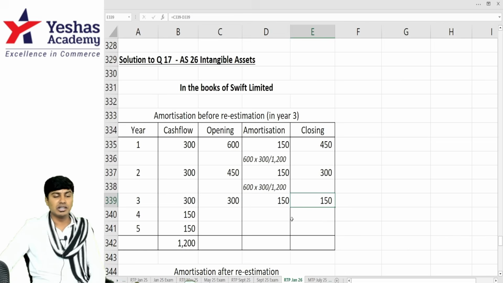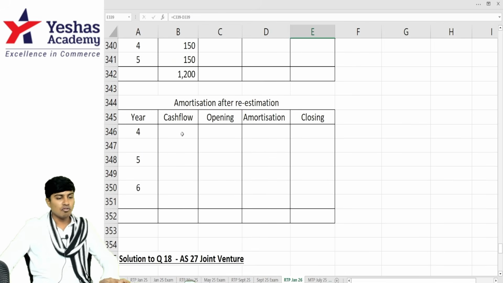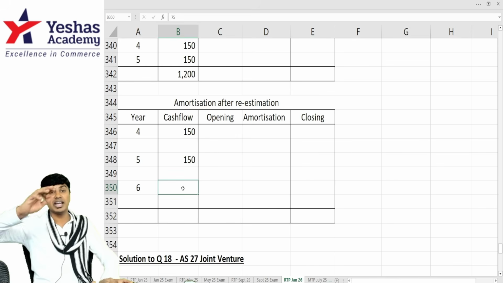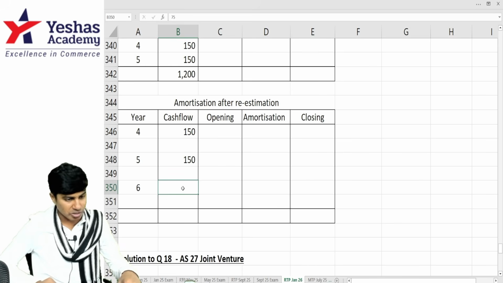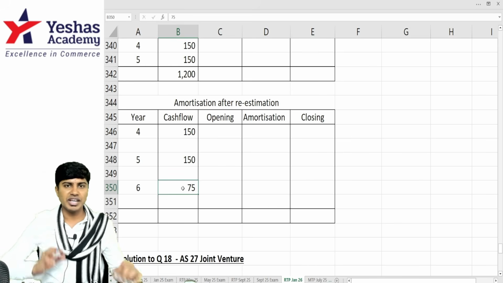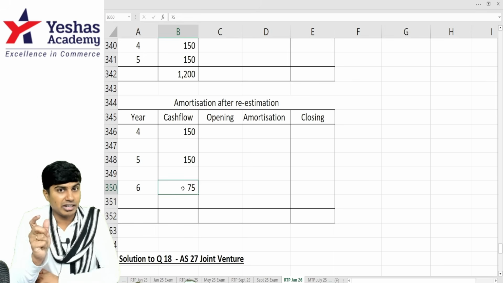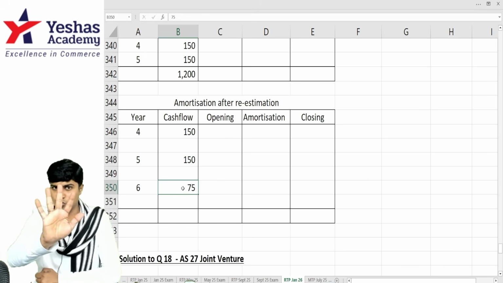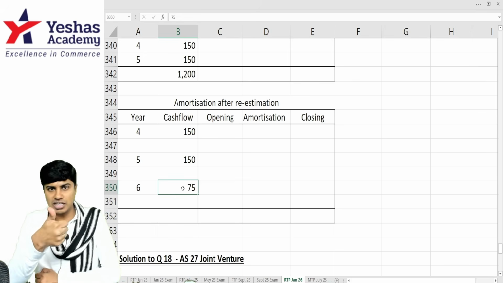But before I do that, they re-estimated the cash flows. 4th year 150, 5th year 150. They're telling 6th year, the year after year 5, is to be 75. Now, there is change in accounting estimate. Initial estimate 5 years useful life. Revised estimate 6 years useful life.